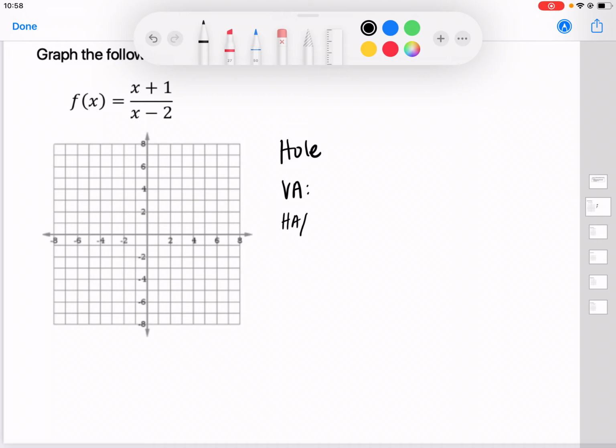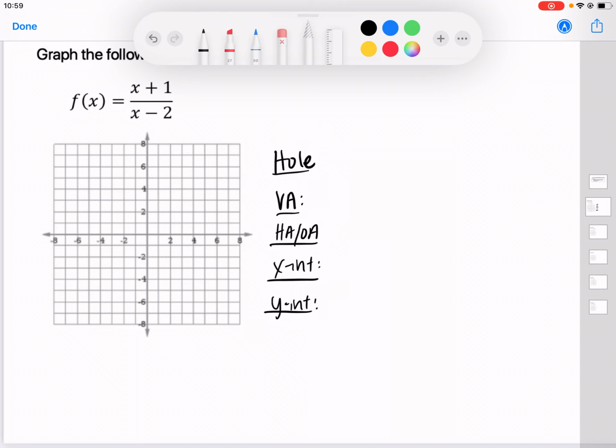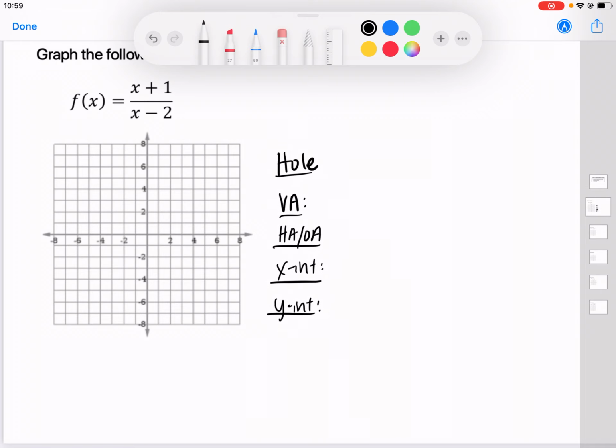So I do all that. I find my HA, OA. I find my x-intercepts and y-intercepts. There's only going to be one y-intercept. So that's the information we need to find. I'll just put it as I find it right here. So remember, when it comes to these three, going back to 5.2, you need to factor first.